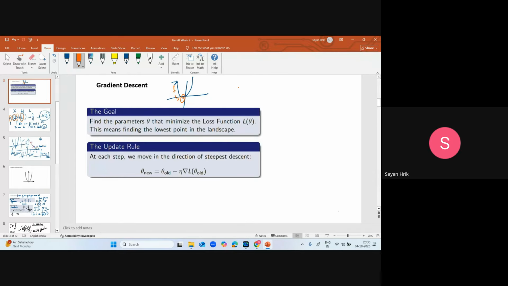In every iteration, suppose we start with iteration 1. Iteration 0 is the beginning, so we started with iteration 0. At iteration 1, the weight at iteration 1 will be equal to the weight at iteration 0 minus a constant, I'll come to what this constant is in a minute, times the gradient of the loss function at iteration 0. Let me now try to explain what this actually does.